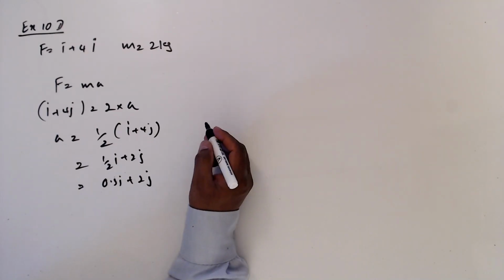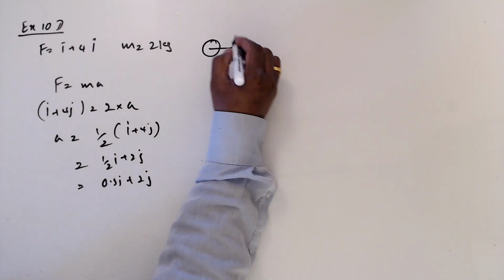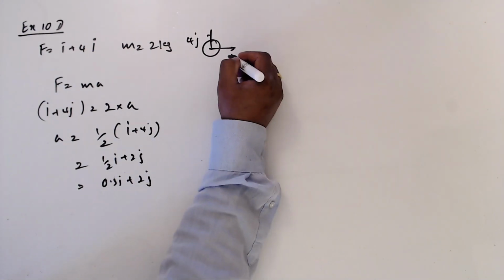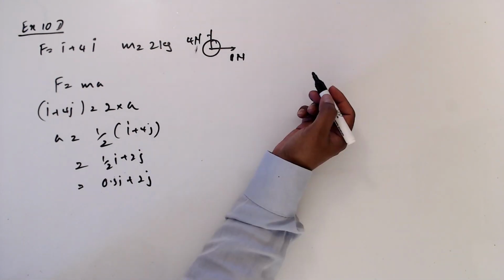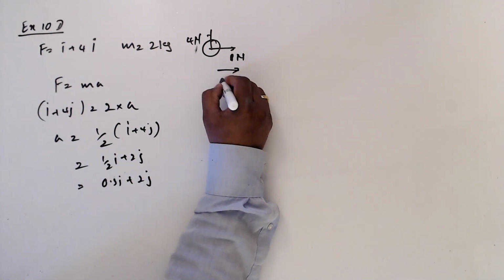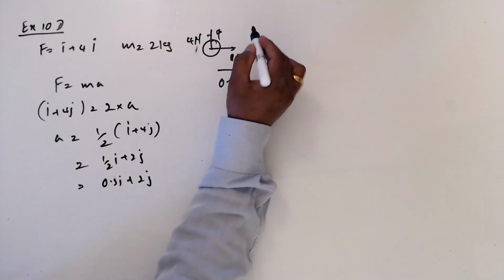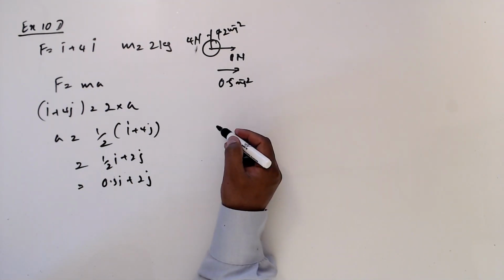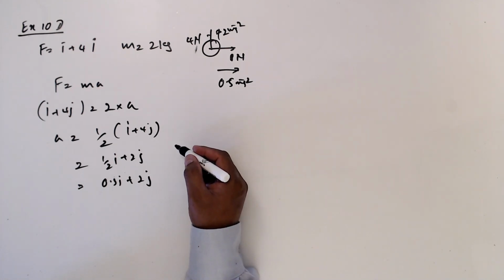and find the magnitude and the bearing. So this is i and this is 4j. Those are the forces actually, 1 Newton and 4 Newtons, and the acceleration to this side is, we found out, 0.5 ms^-2. This acceleration to this side is 2 ms^-2. Now we need the acceleration magnitude and the direction.